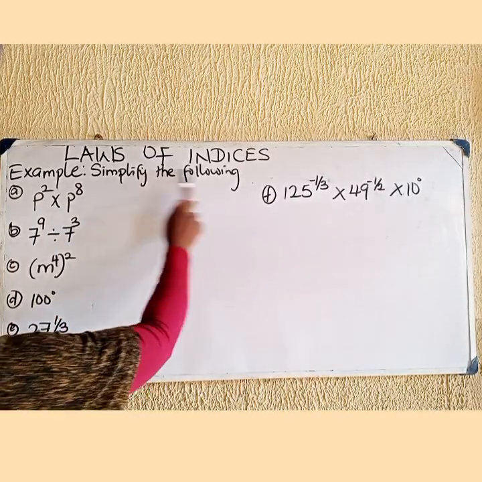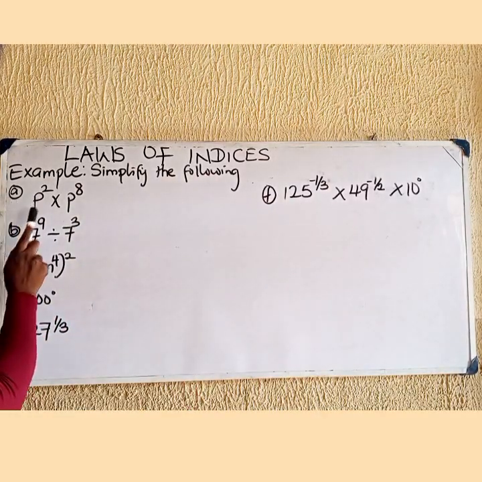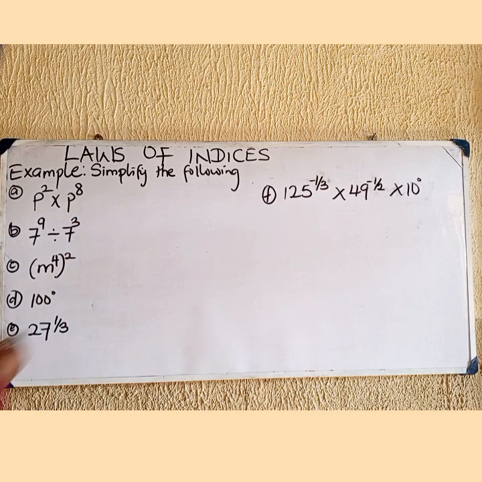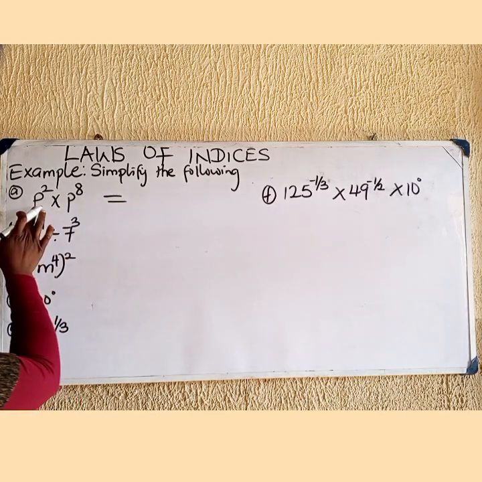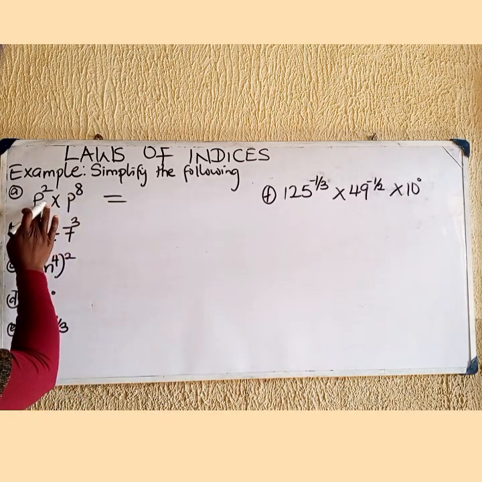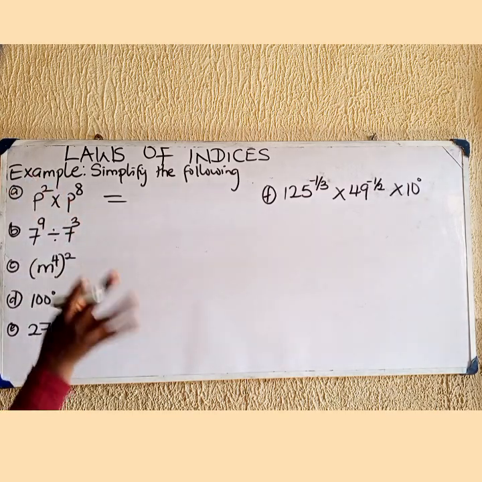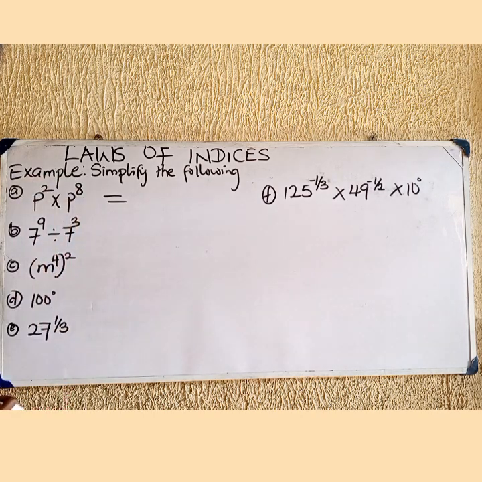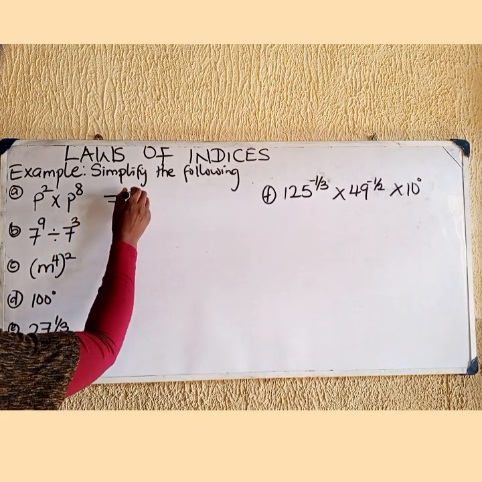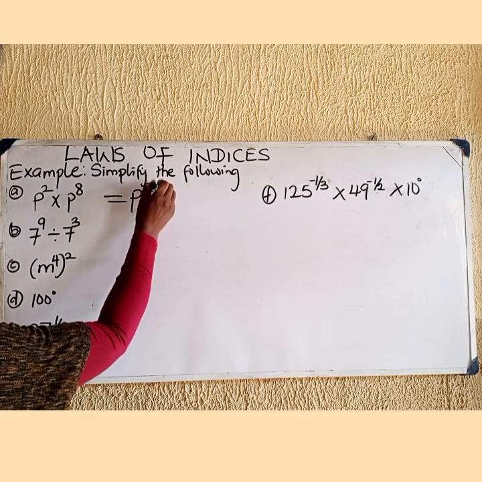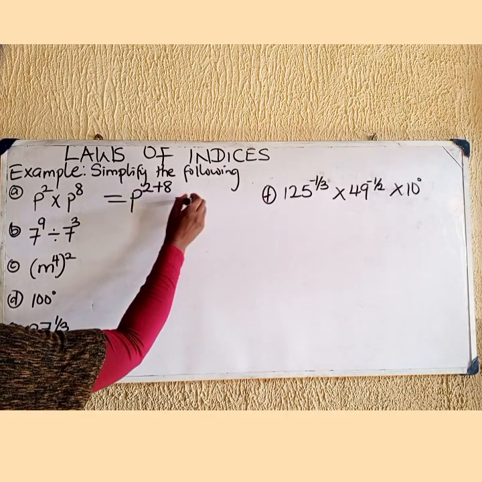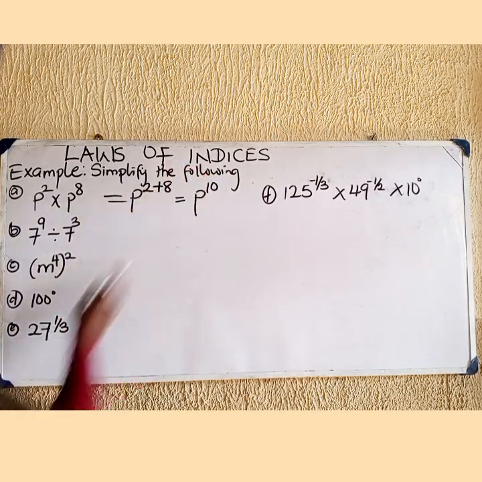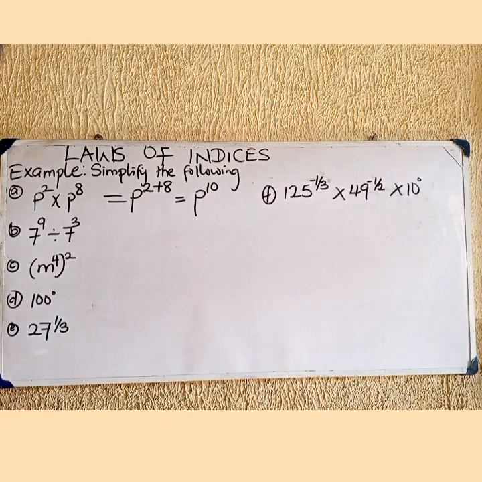The example says, simplify the following. A, I have p raised to power 2 times p raised to power 8. Now in this, when you look at their base, you can see they have the same base. And the law says that once they have the same base and they are multiplying, you add their powers. So I'm going to have p raised to power 2 plus 8. 2 plus 8 is equal to 10. So the answer is p raised to power 10.